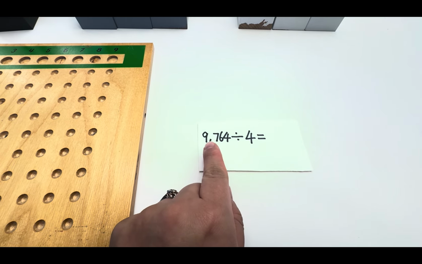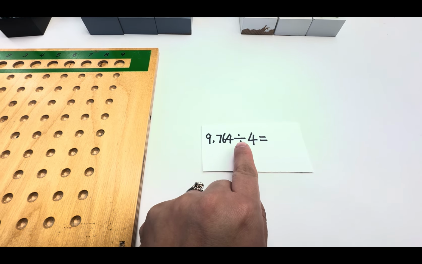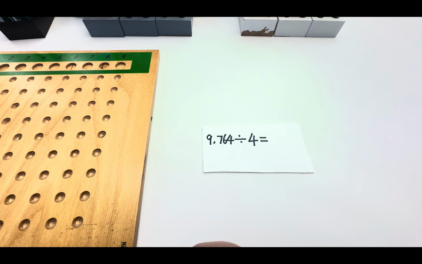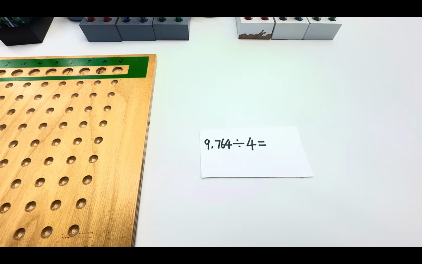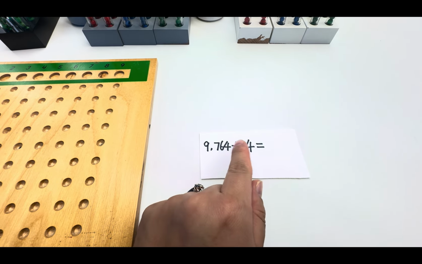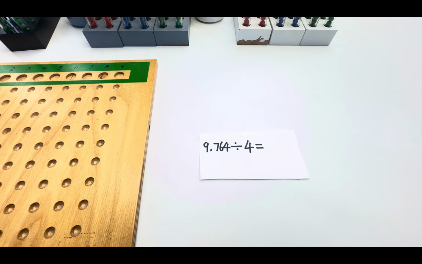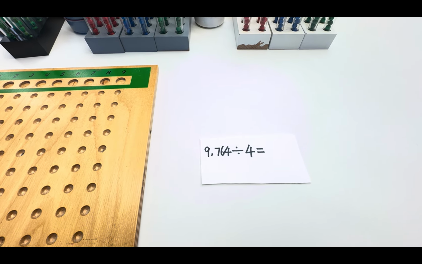Let's try to solve the problem with the racks and tubes. This is our question: 9,764 divided by 4. And who can tell me which number is the dividend? Yes, this one. How about number 4? Yes, number 4 represents the divisor.